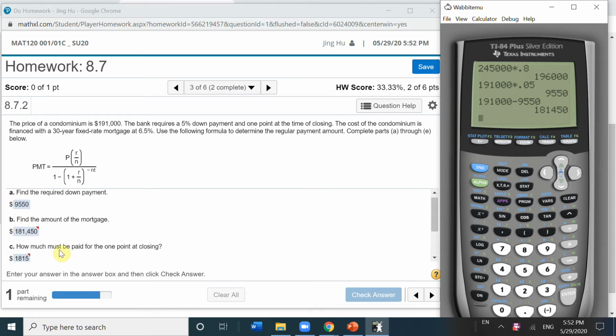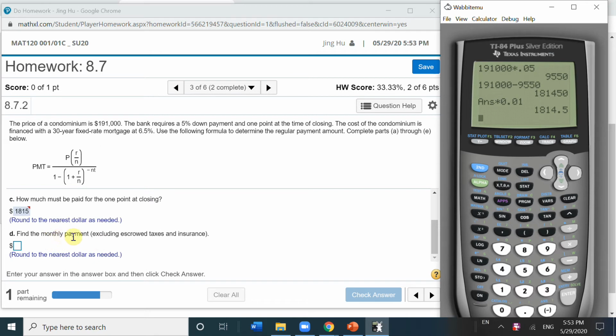So question C, how much must I pay for 1 point at the closing? 1 point means 1%. 1% of the mortgage. So you see this mortgage amount times 1%. So you can directly just times 0.01. Enter.